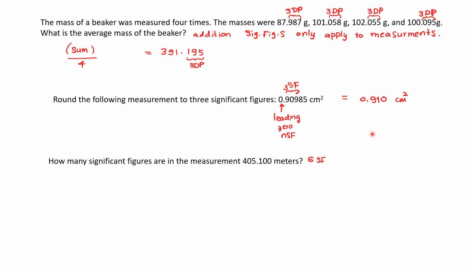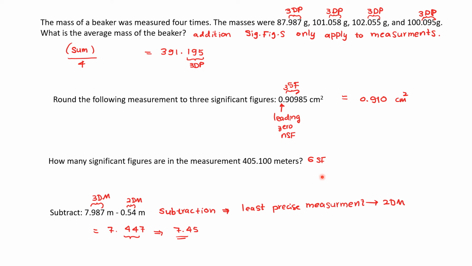How many significant figures are in the measurement 405.100 meters? So in this case you have two kinds of zeros. One in between full integers, that means it is significant. Two zeros after a decimal place, that means those are significant as well. So you have a total of 6 significant figures.